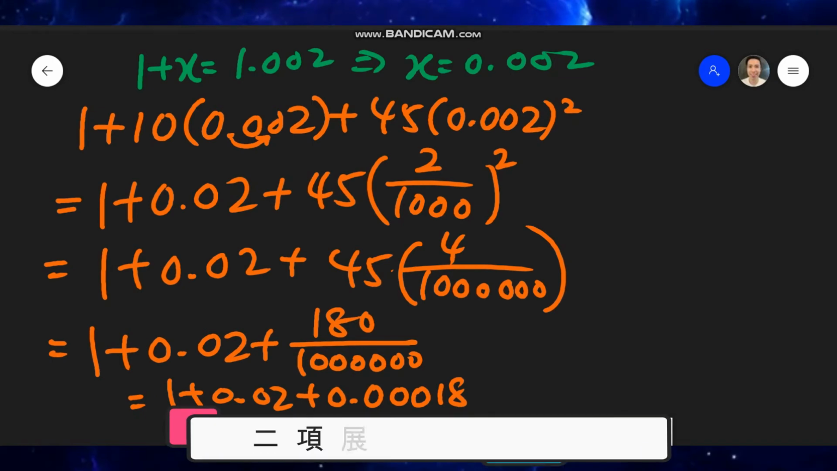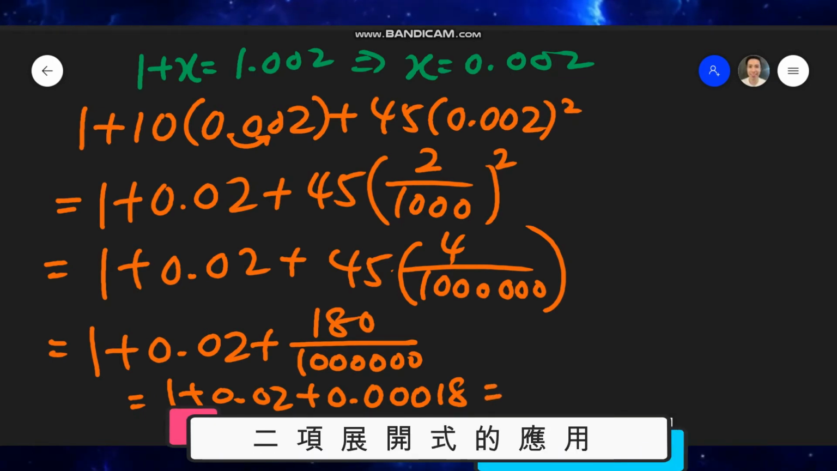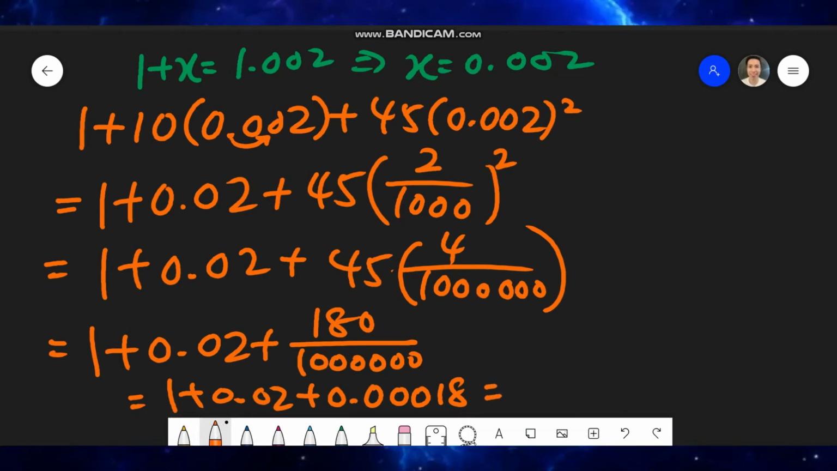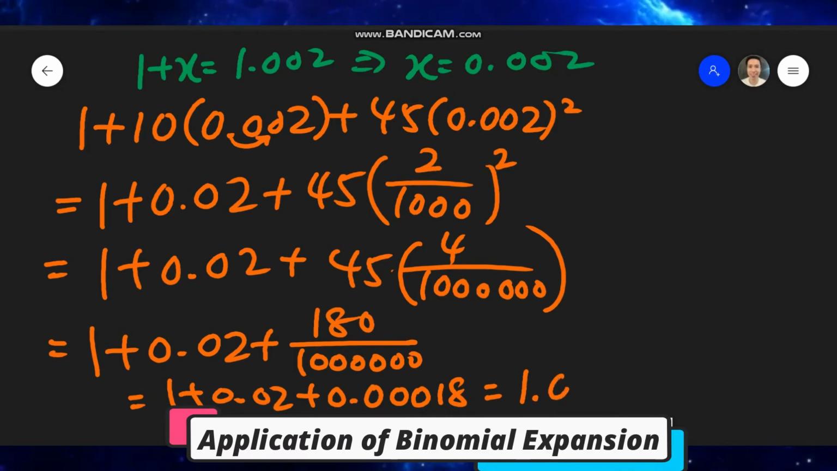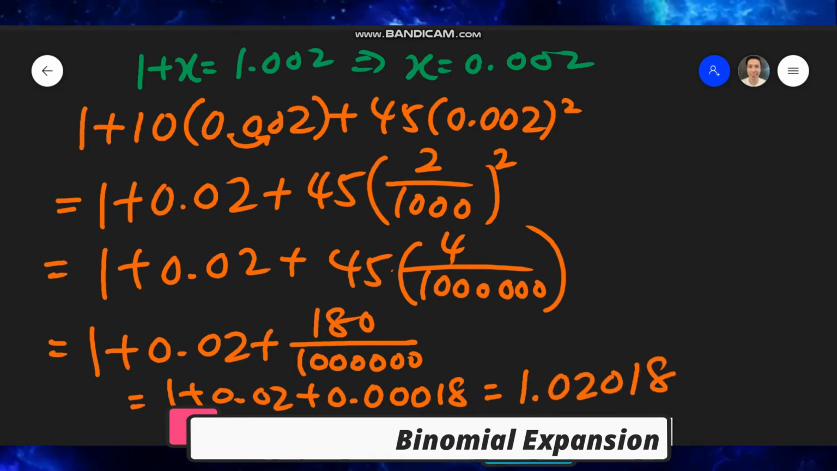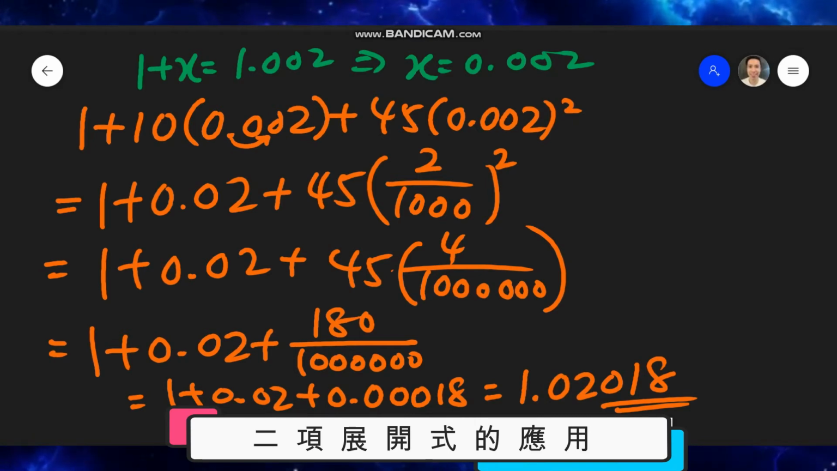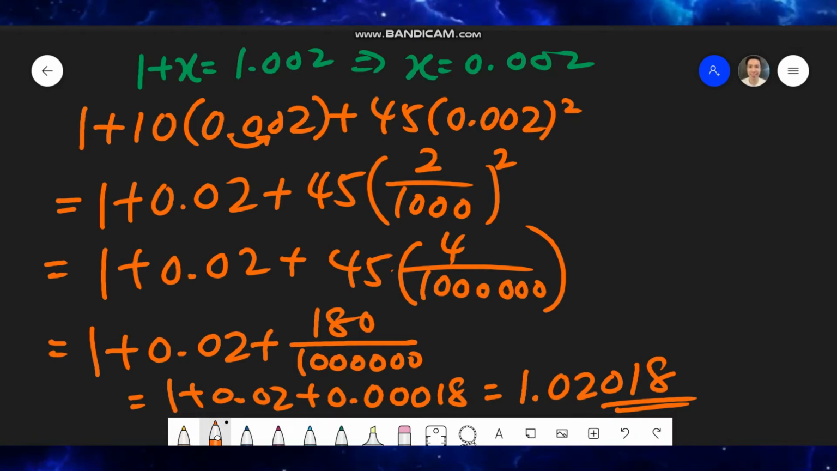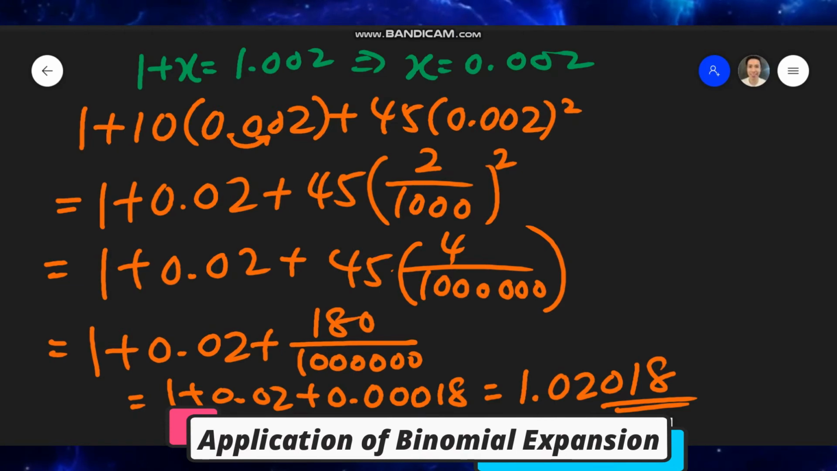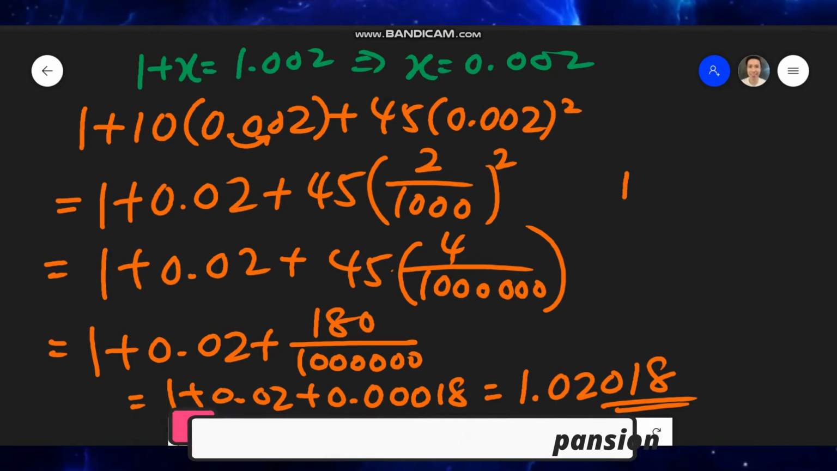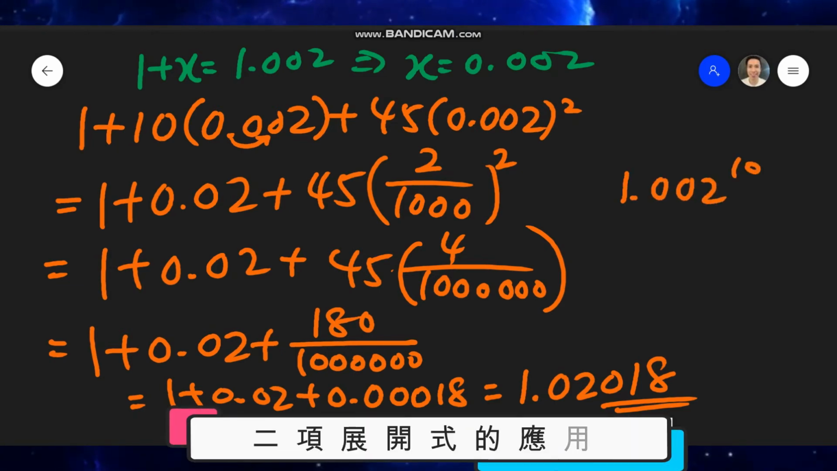So final step is we add them up. So hence we get 1.02018. And this is our final answer, correct to 5 decimal places, right? So you may use the calculator to check the answer. So just type 1.002 to the power of 10. Let's see whether you can get 1.02018 as your final answer.